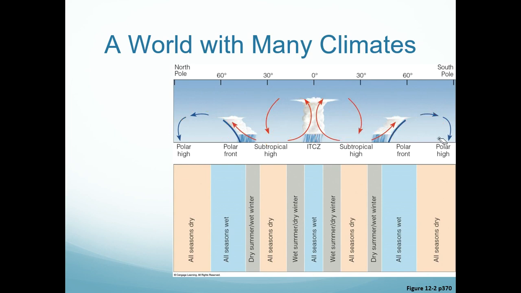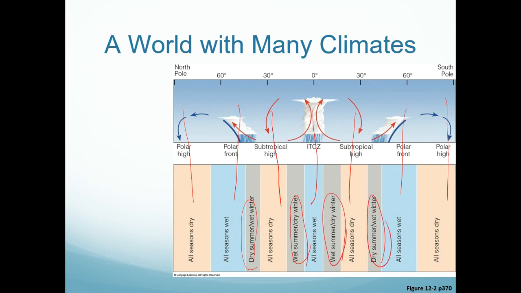How can we expect our climates to look? Well, we would expect very wet weather at the equator, dry weather at 30 degrees latitude, wet weather around 60 degrees latitude, and dry again at the poles. And then you end up having transition zones in between 0, 30, and 60 degrees latitudes.